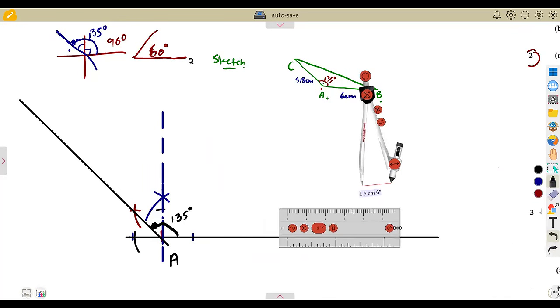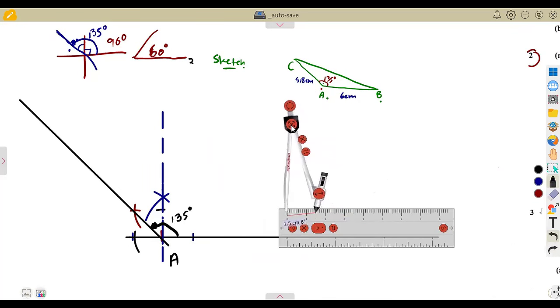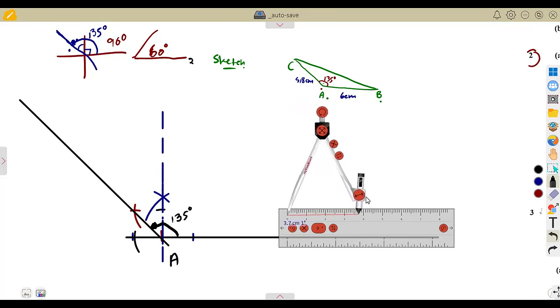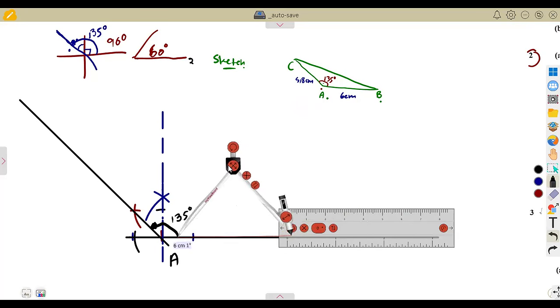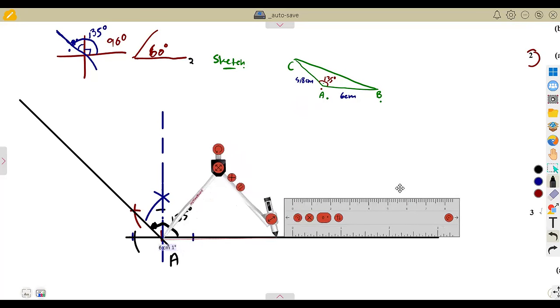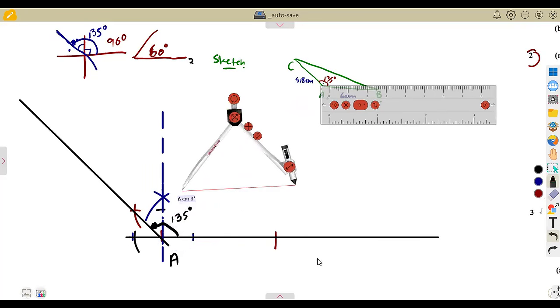So you can even place your compass on your ruler like this. All right. The needle point on 0 there. Then you stretch 6 centimeters at this point. Something like this. So the 6 centimeters that you're having is the one that you're going to mark on this part of your line. So you mark the side that is 6 centimeters. Okay. That means you are at point B. So this is your point B.